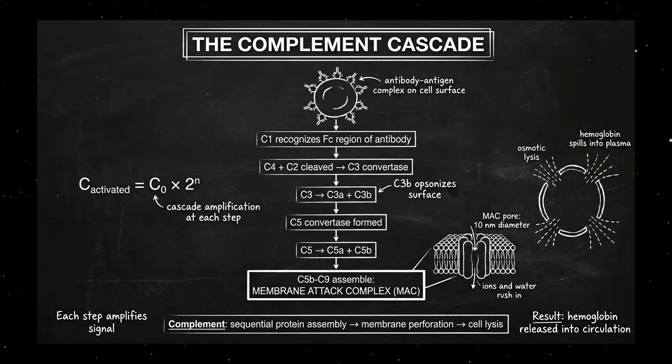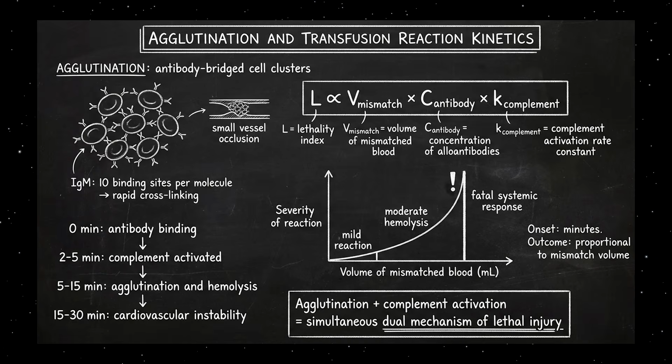The binding triggers the complement cascade, a series of proteins that assemble on the cell surface, punch pores through the membrane, and lyse the cell. The red blood cell ruptures. The hemoglobin spills into the plasma. Agglutination, the clumping of antibody-bridged cells into masses that block small vessels, occurs simultaneously. The transfusion reaction can be fatal within minutes.